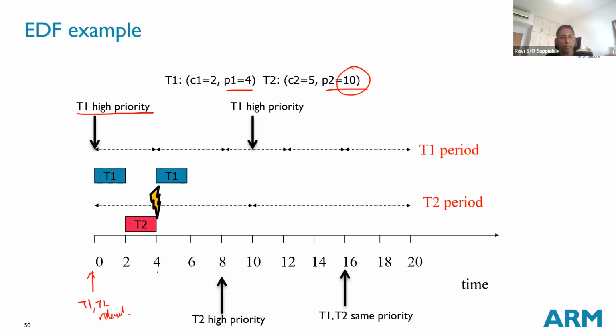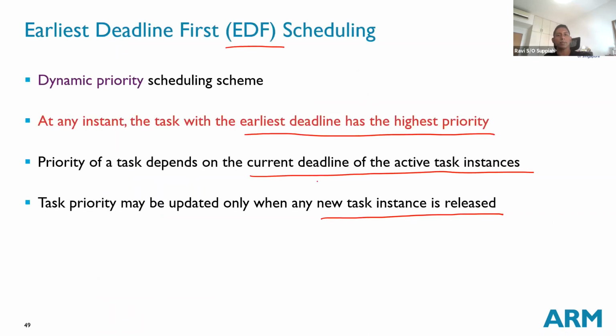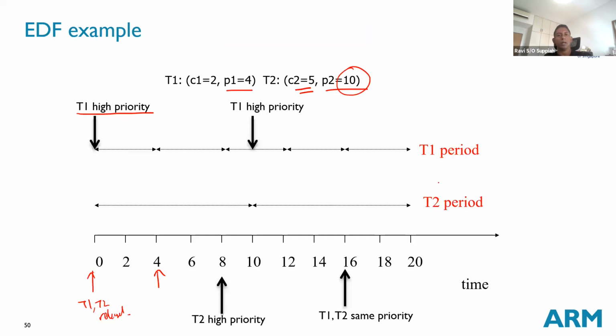Now let's look at what happens over here. T2 is running, and T2 requires 5 units of time. The priority is updated when a new task instance is released. So what happened here is a new task instance is released at this time. Whenever a new task instance is released, you look at the deadlines. At this point, I have task 1 being released and task 2 is still there. But whose deadline is going to come earlier?